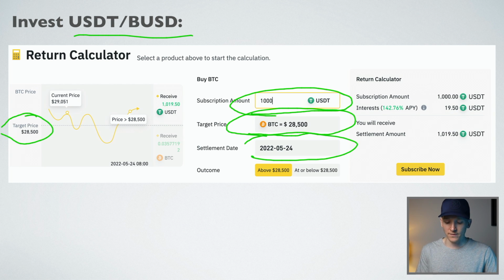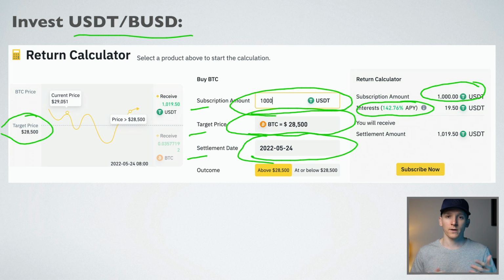Then you have a settlement date. These are all really important because the subscription amount, the target price, the settlement date, that is all going to reflect the yield that you get and potentially either swapping your dollars into Bitcoin. But you can see the subscription amount that you can choose, and then the yield that you get, and that is dependent, like I said, on the target price and the settlement date. And then you can go ahead and do that.